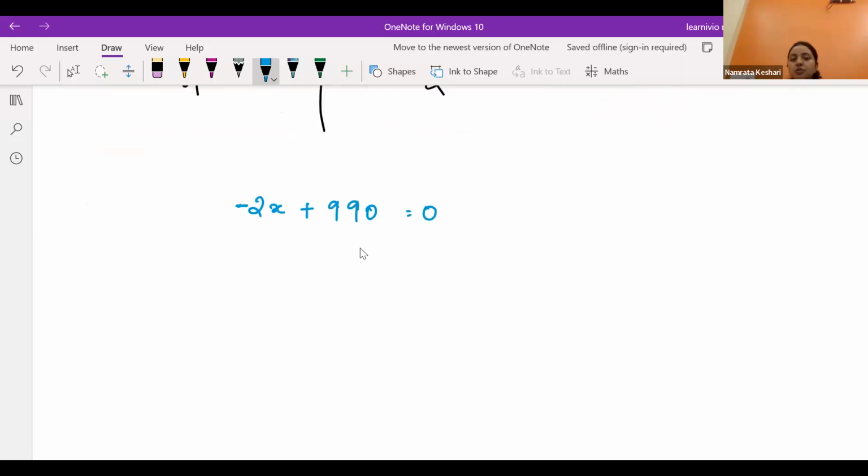One of the steps you have written like this: this is equals to 0. And in the next step, you have written minus 2x is equals to 990. And then in the next step, you have also removed the negative sign. So we will not be having a negative sign over here, because here also minus will be there. This will go to the other side and the negatives will cancel out each other, right?